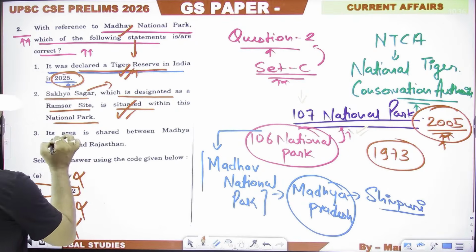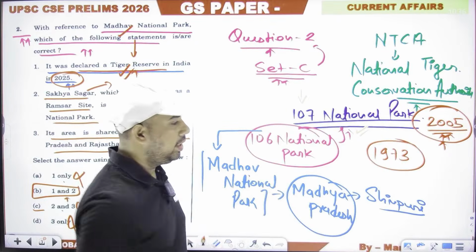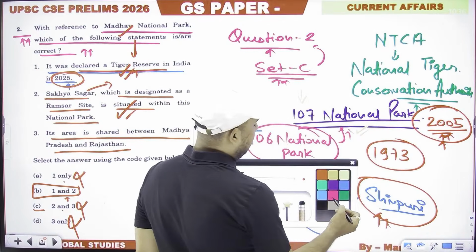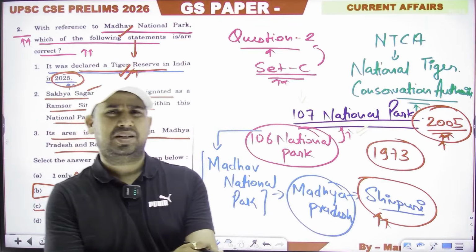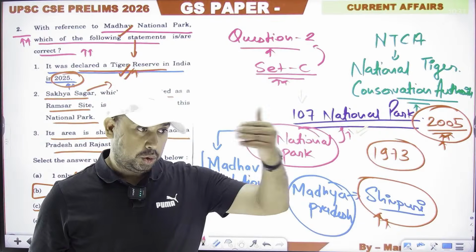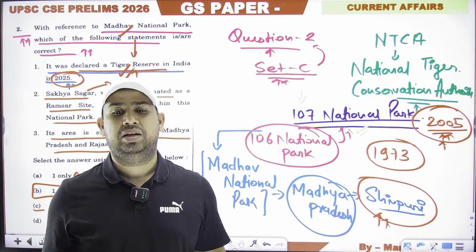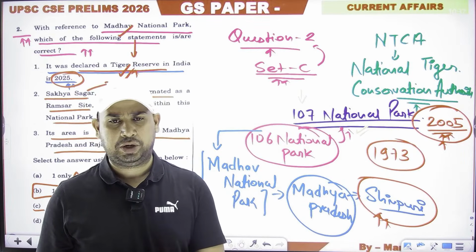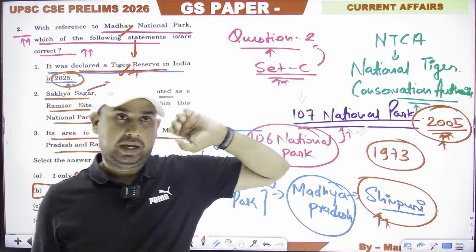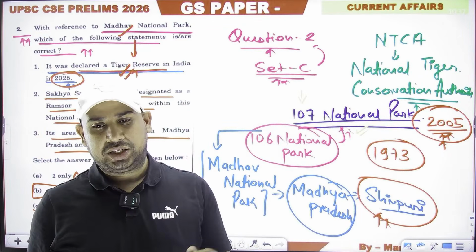Third statement saying that its area is shared between Madhya Pradesh and Rajasthan. As I am saying, it is solely present in Madhya Pradesh in the Shivpuri district, and in historical segment it is considered as a hunting ground for the Sindhyas. They used to go for the summer vacation in this place, and when Britishers arrived, they made several kind of structures inside this particular park, and on the name of Madhav Rao Sindhya, this park got named as Madhav National Park. So it is historically related with the dynastical power also.